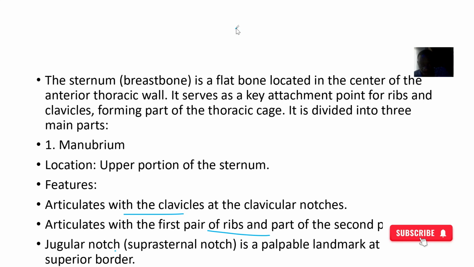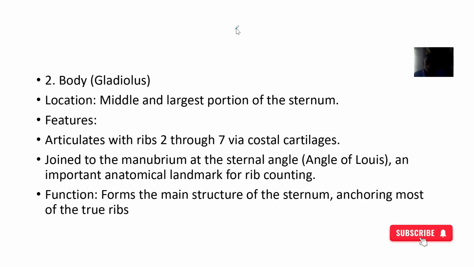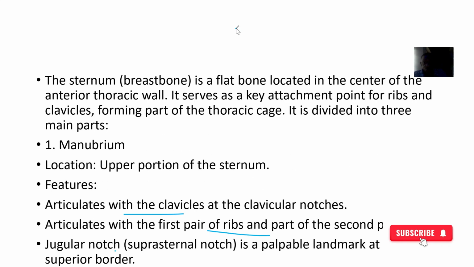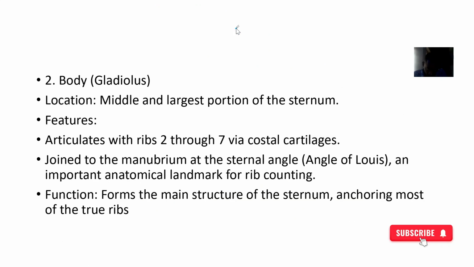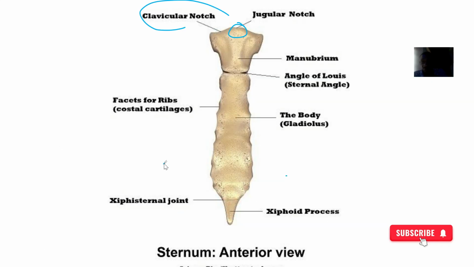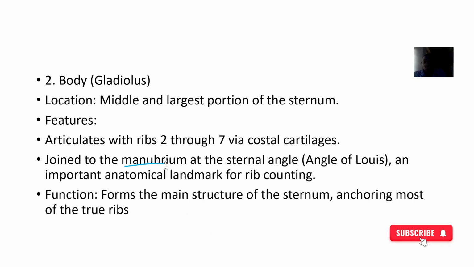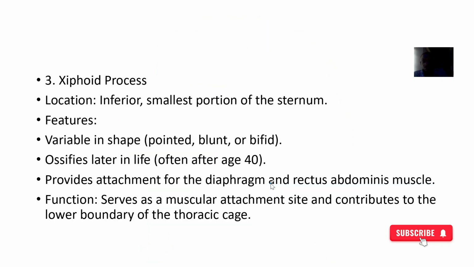It also has the body, which is also known as the gladiolus. It is the middle and largest portion, and the longest too. It articulates from rib 2 down to rib 7. It has what is known as the sternal angle of Louis. Its function is to form the main structure of the sternum, anchoring most of the ribs.